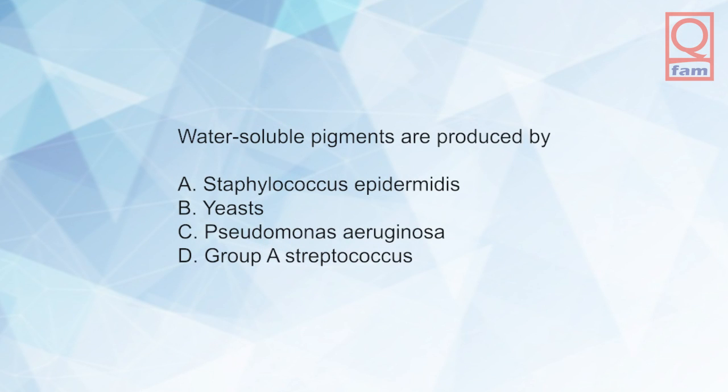Water-soluble pigments are produced by? A. Staphylococcus epidermidis. B. Yeasts. C. Pseudomonas aeruginosa. D. Group A Streptococcus. The answer is C. Pseudomonas aeruginosa.